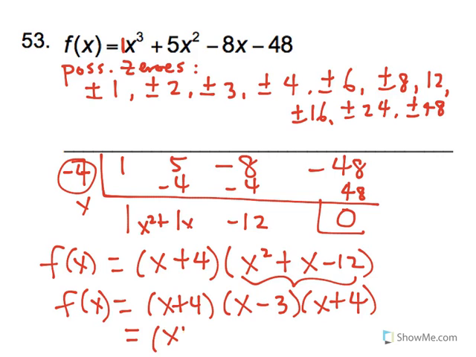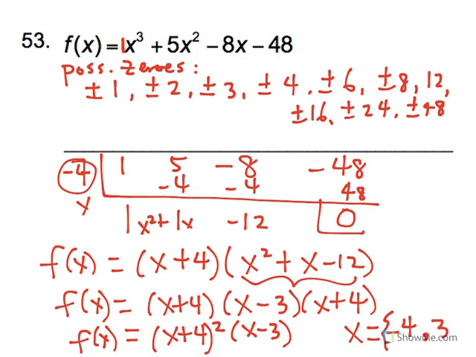We can simplify this a little bit by combining the x plus 4 since there's 2 of them, and then we have x minus 3 in the back, and this will be the factored form. The zeros are going to be -4, there's 2 roots, so there's a multiplicity of 2, and then 3 for the second root. So those are the 2 roots for this problem.